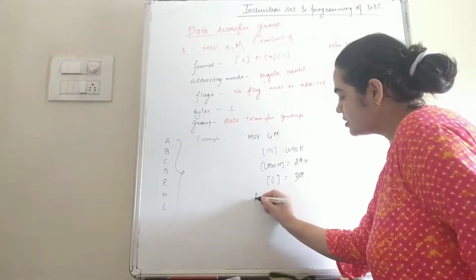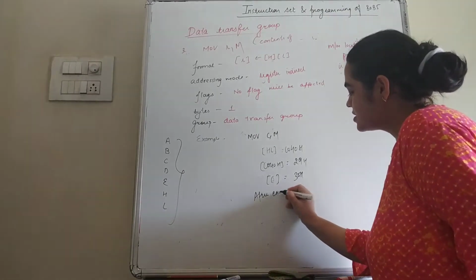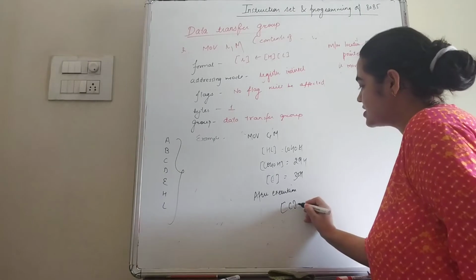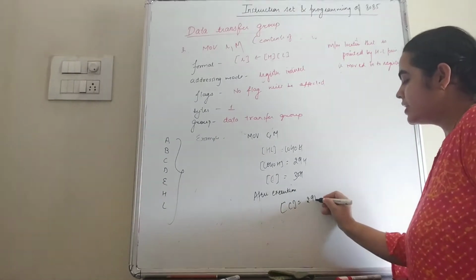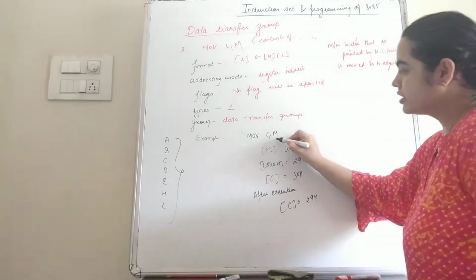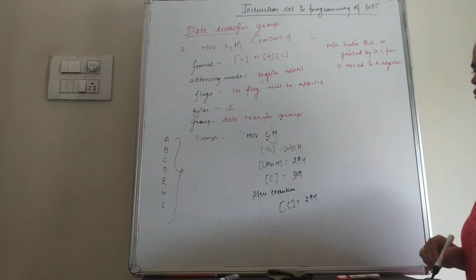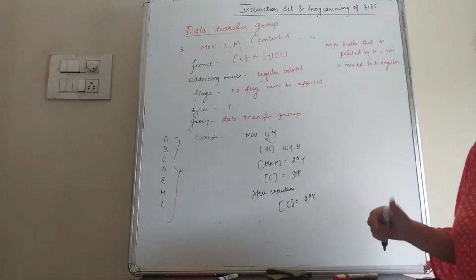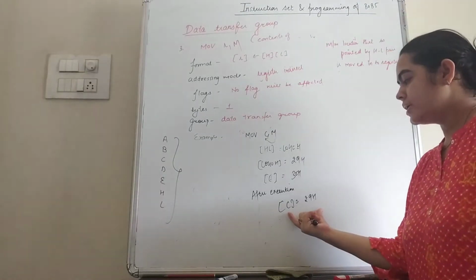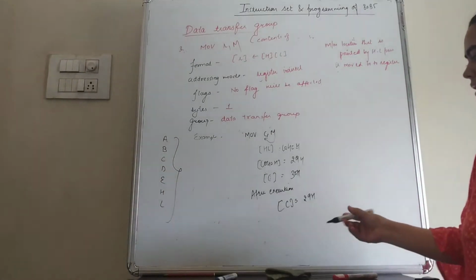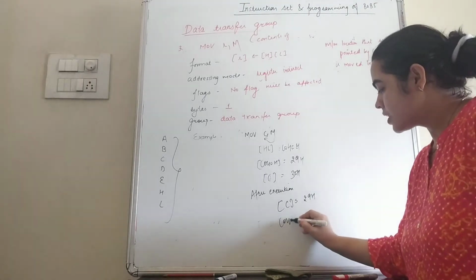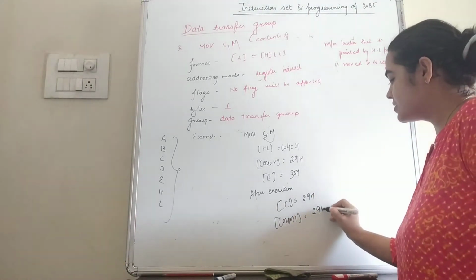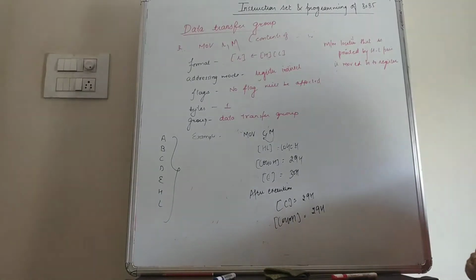So after the execution of the instruction move C comma M, the contents in the C register are 29H, because after moving the contents from the memory location to C, C overwrites the previous contents with the new contents. So the new contents in the C register are 29H, while the contents in the memory location C040 remain the same, that is 29H.